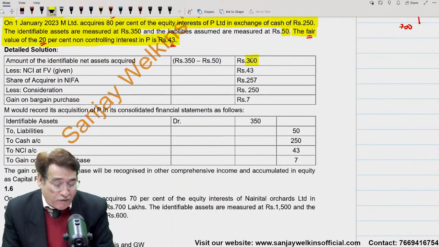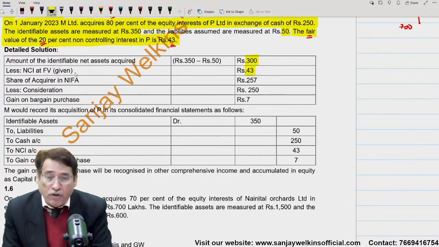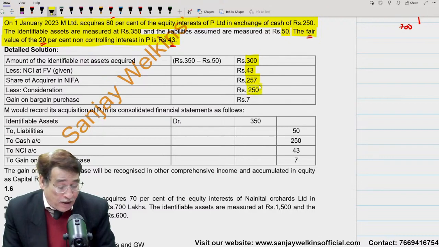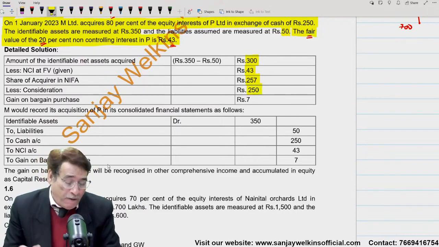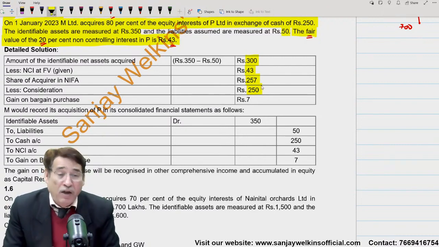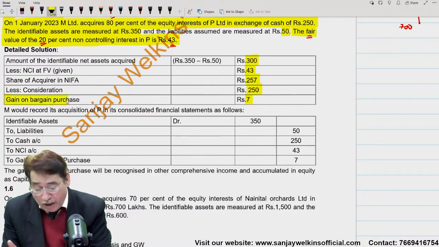Amount of net identifiable assets 350 minus 50 will be equal to 300. NCI value on the basis of fair values given to you is already 43. So whatever balance is there that belongs to the acquirer, compare it with the consideration in this case. And this is the first question. In this case, we come across that the consideration amount is 250, while the net assets which we are getting are equal to 257. So it is a gain to us. It is known as gain on bargain purchase.